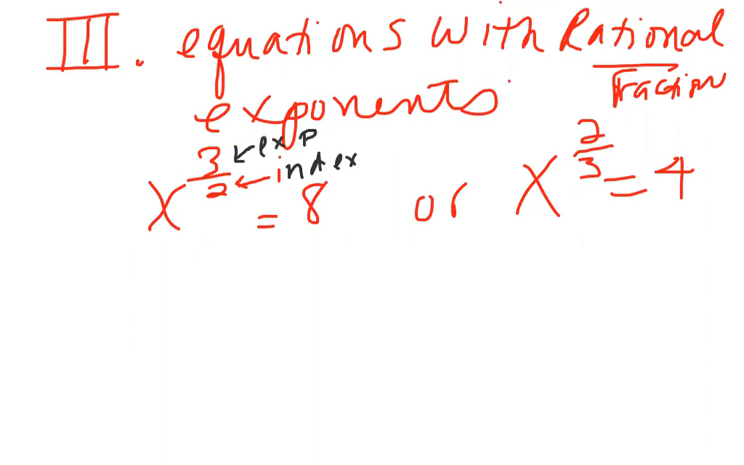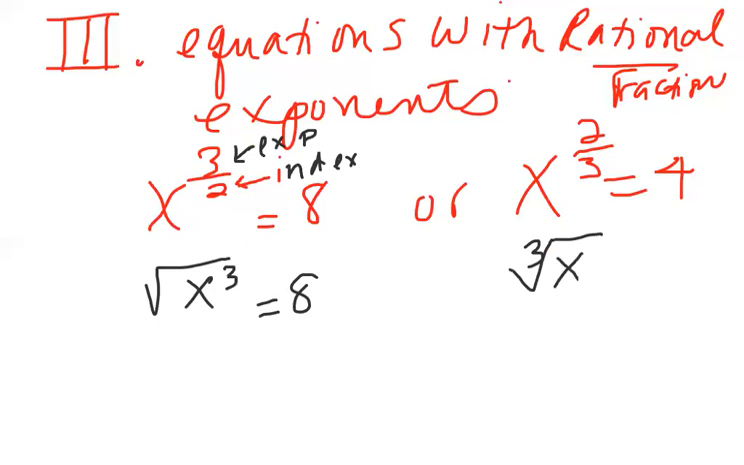So if I were to convert this to a radical equation, it would be the square root of, that's the denominator, x to the 3rd, the 3rd is the numerator, equals 8. Likewise, if I were to do it on the one on the right, it would be the cube root of x to the second. The cube root is the denominator of the fraction, and the exponent, of course, is the numerator of the fraction. And so that's what this is.